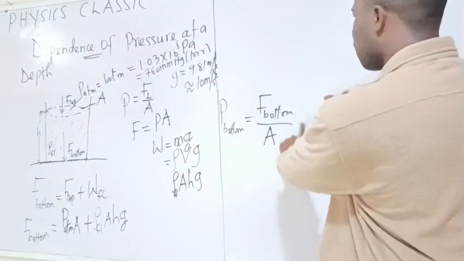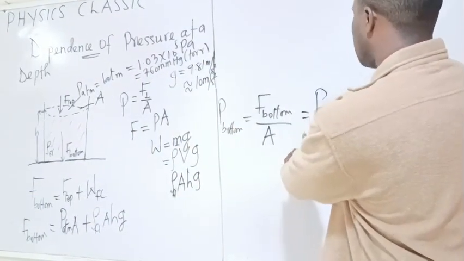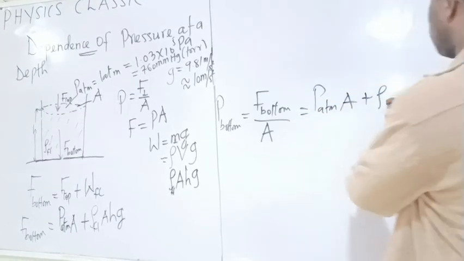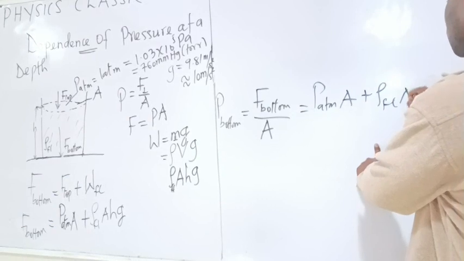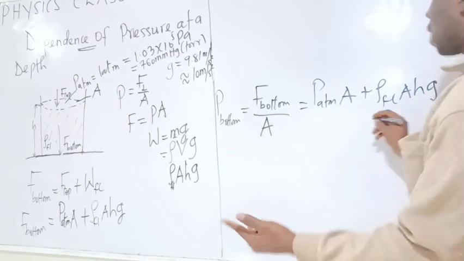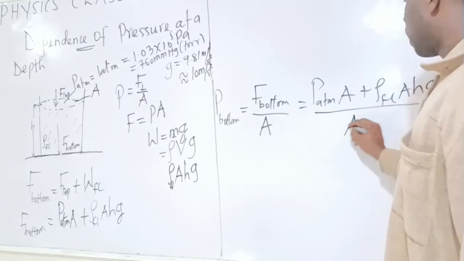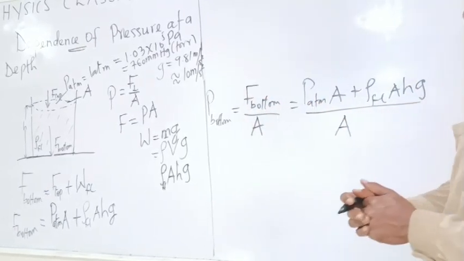So the force is the atmospheric pressure times the surface area plus the density of the fluid times A times H times G. And of course, since A is common, I could divide through by A. This defines the pressure at the bottom.